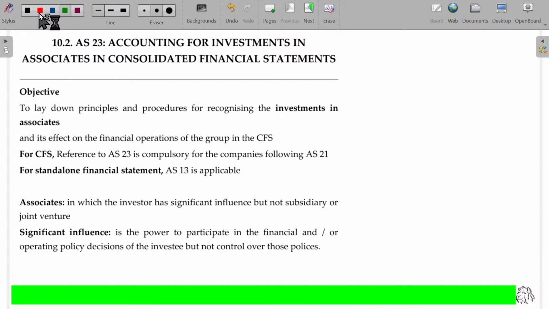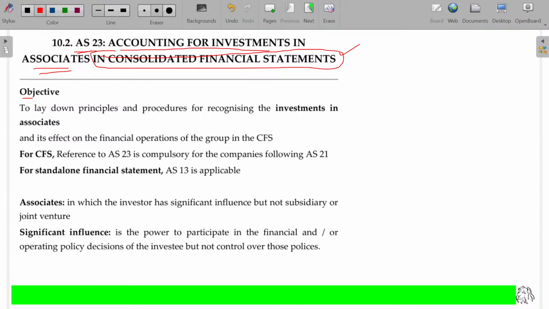So the main objectives of this AS number 23: accounting for investments in associates. Investment means more than 50% holding, that comes under AS number 21. Less than 50 but more than 20, investment provided in an associate, that will be an associate. If we are investing anywhere between 20 to 50, it's an associate. But the holding company requires to prepare consolidated financial statements. Only when they are required to prepare consolidated financial statements, then the associate's investment will be shown under the equity method in the consolidated financial statement.